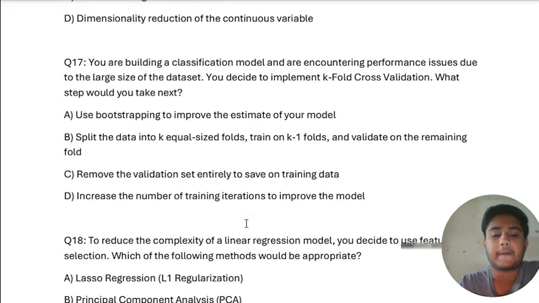Question number 17. You are building a classification model and encountering performance issues due to the large size of the dataset. You decide to implement k-fold cross validation. What step would you take next? The answer is option B. Split the data into k equal sized folds, train on k minus 1 folds, and validate on the remaining fold.